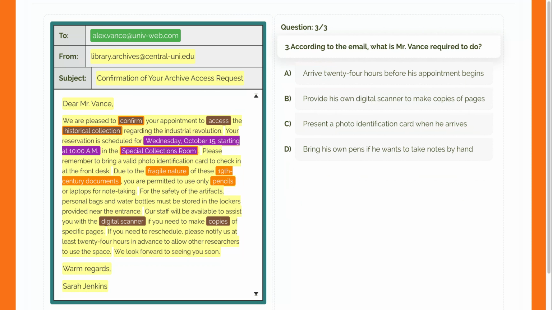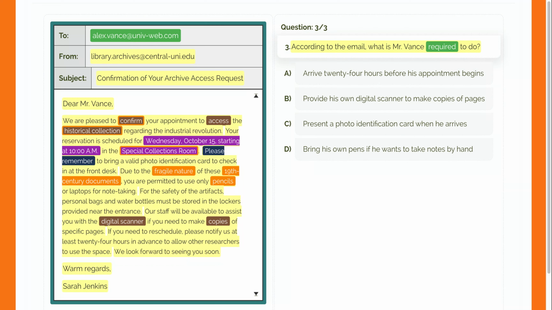Finally, let's look at the third question to find a specific detail. According to the email, what is Mr. Vance required to do? This is a detail question. We need to find something Mr. Vance is required to do. I will scan the text for words like must, remember, or required. In sentence 3, I see, please remember, followed by an instruction. This is a direct requirement from the library staff. Let's find which option matches that specific instruction.